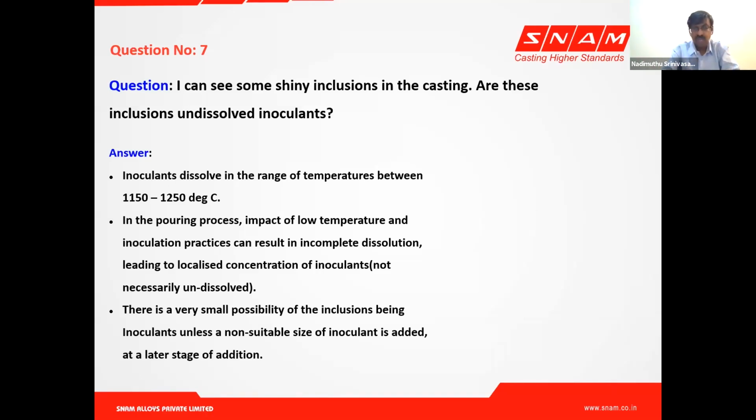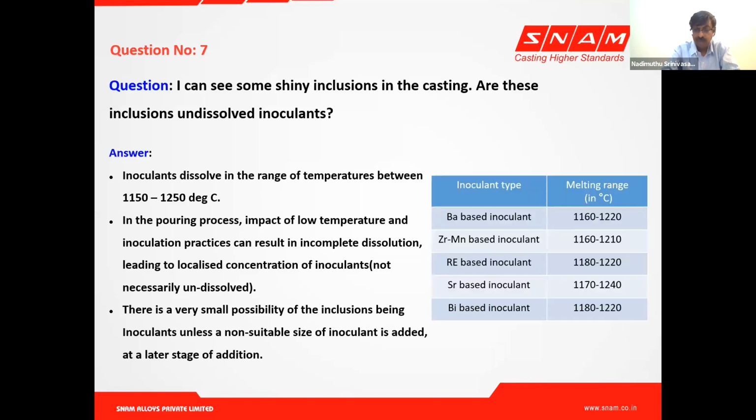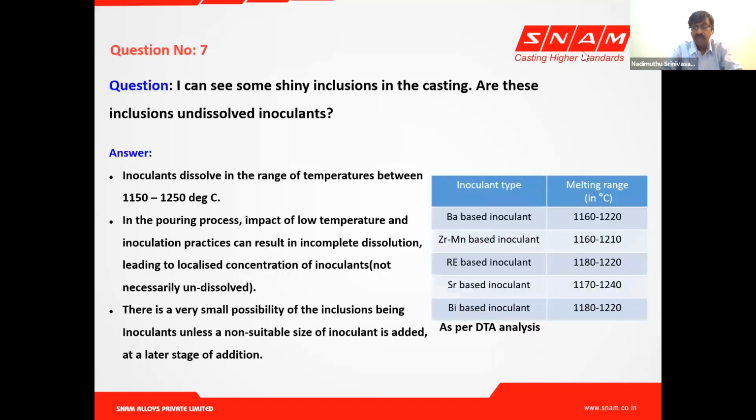The composition of the ferrosilicon-based inoculant is designed in such a way that it melts even before your TL, the liquidus. So here are some of the temperatures. I'll just go back to it, as you would be interested in this. The barium-based inoculant, the zirconium manganese inoculant, rare earth-based, strontium-based, bismuth-based. We have taken these melting ranges based on the DTA analysis.